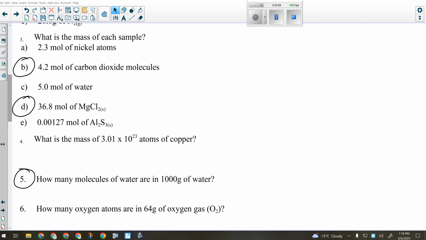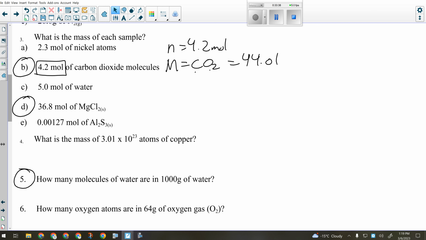All right, we need to go over these three. Let's have a look at 3B here. They tell us we have 4.2 moles. So they told us n. Anything in moles is n. And they tell us it's carbon dioxide, so we can calculate big M. That's going to be 44.01, because we've got 12.01 and two oxygens, which is 32. We add those together, we get 44.01 grams per mole.